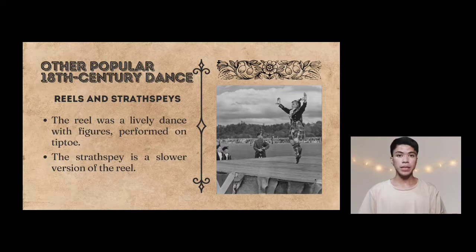So the reel probably has a Scottish origin, dating back to medieval times. So it is a lively dance with figures performed on tiptoe. So two or more couples danced in a circle formation, changing partners while weaving in and out in a figure 8 pattern. So it is also accompanied by pipers. So the trapeze is a slower version of the reel.